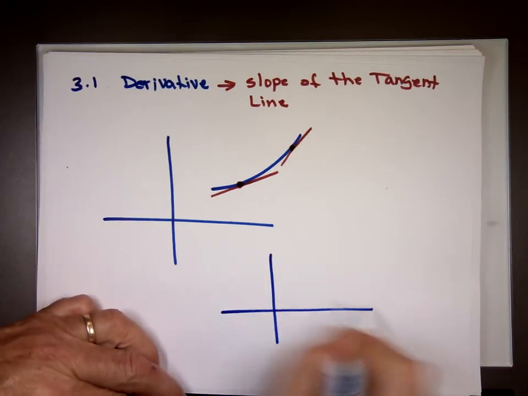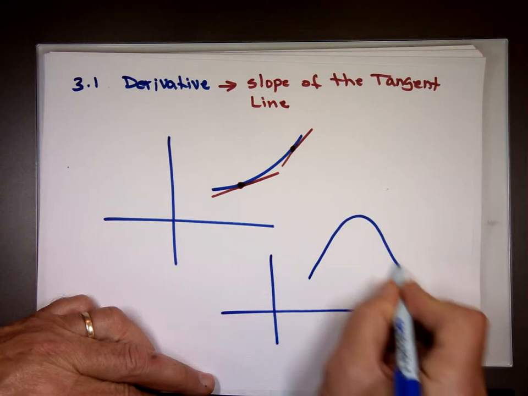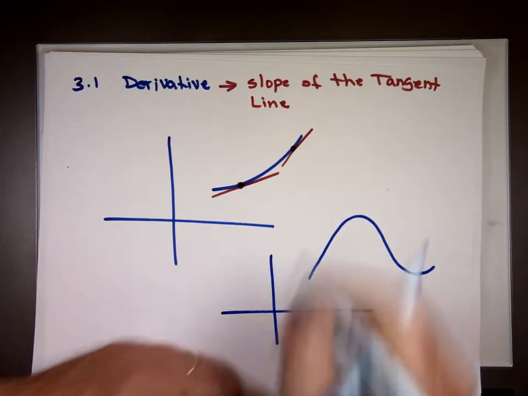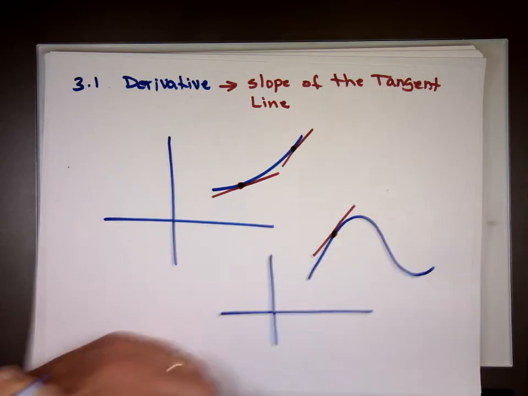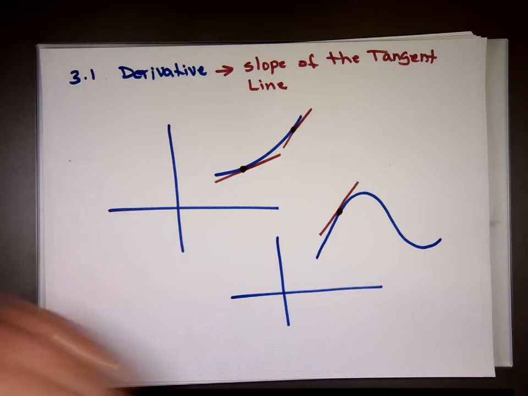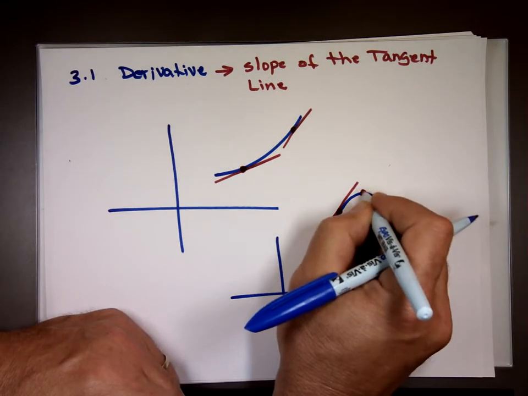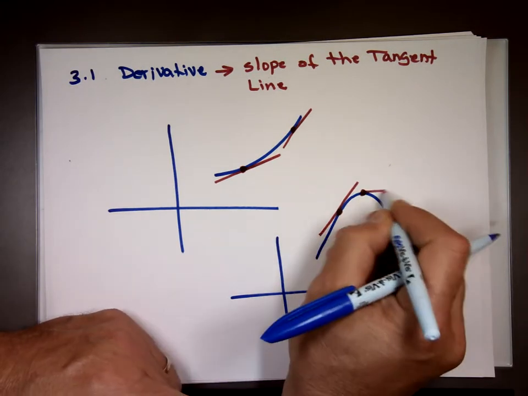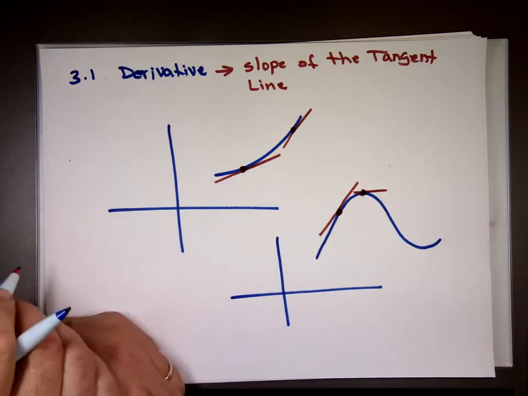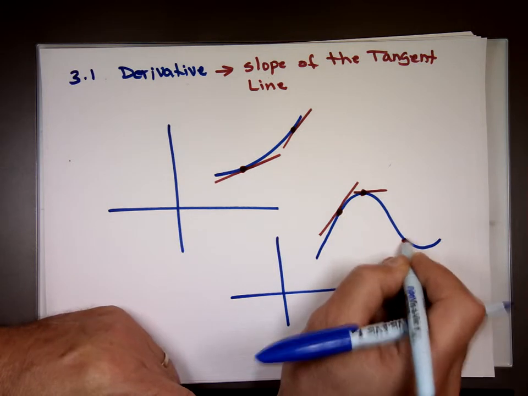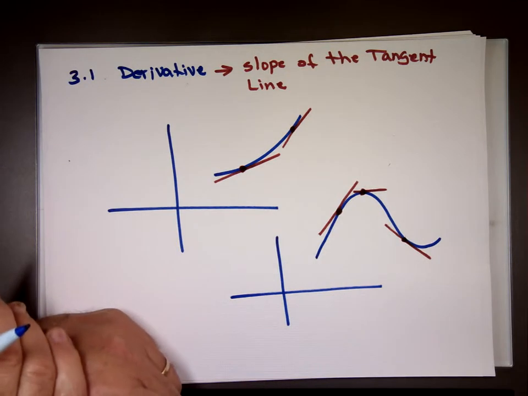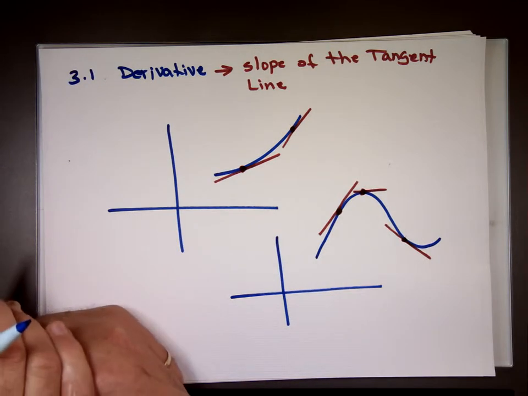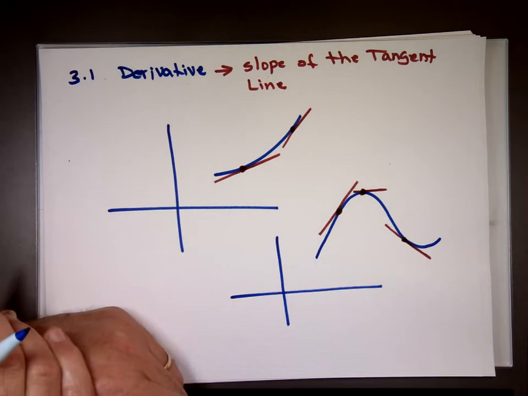Now, if my graph looks like this, let's say something like this, what's the derivative at this point? Is the slope of that tangent line. Is that positive or negative, the slope? Positive. What's the derivative here? The slope of this tangent line. What's the slope there? There's no slope. 0, right? What's the derivative here? It's the slope of this tangent line. It's negative. So your derivative could be positive, could be 0, could be negative.